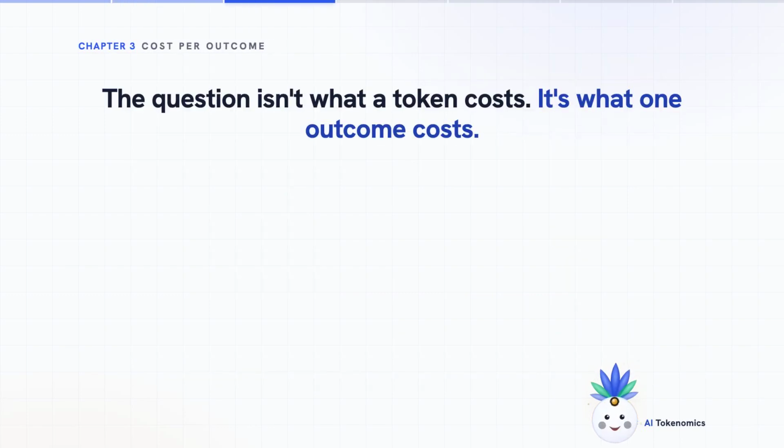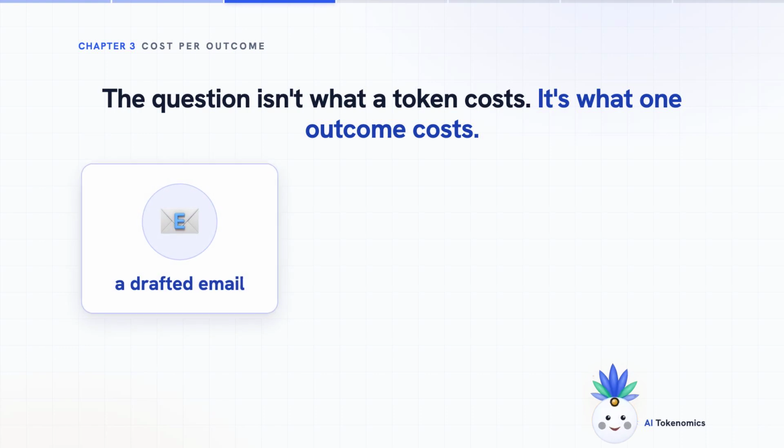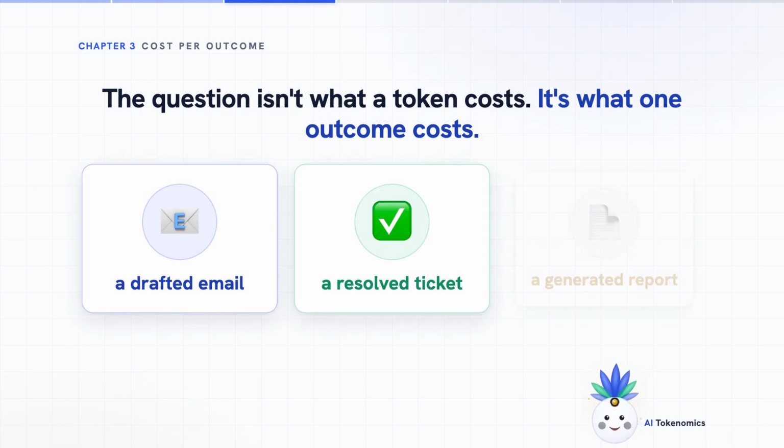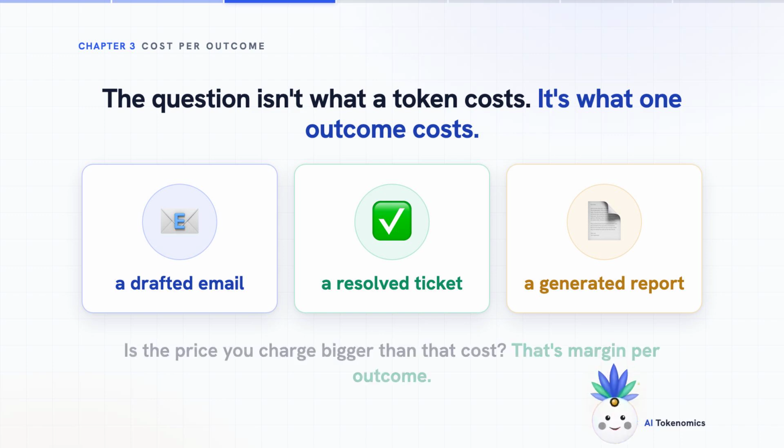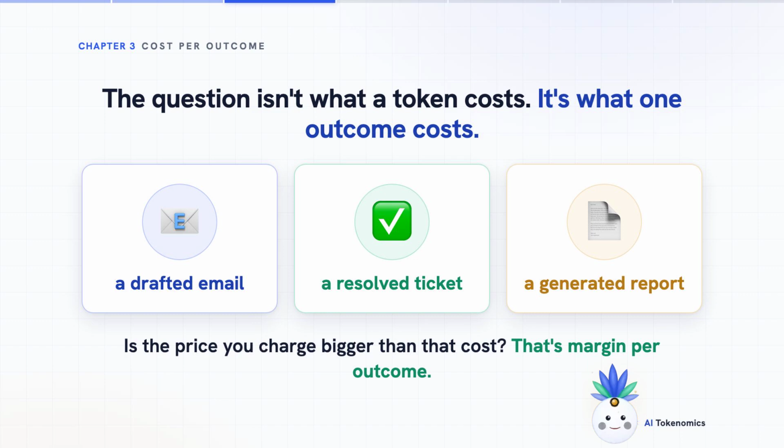So the question isn't what a token costs. The question is this. For every outcome your user actually wants, a drafted email, a resolved ticket, a generated report, what does that one outcome cost you? And is the price you charge bigger than that cost? That's contribution margin per outcome. Let me walk you through the math on a real one.